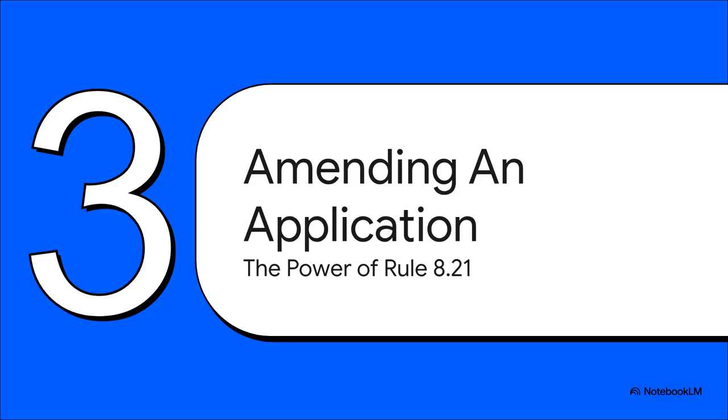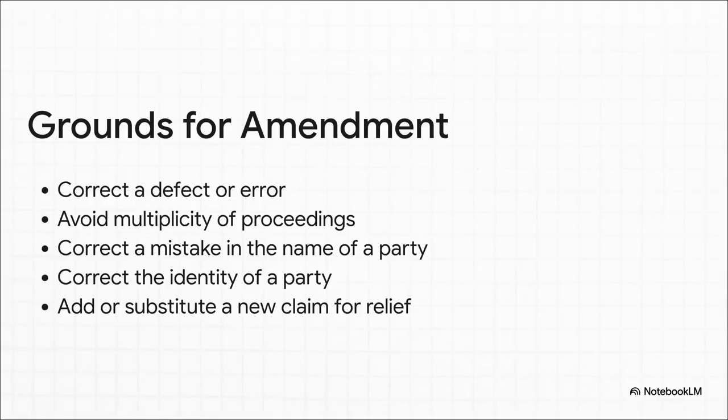Okay, let's switch gears to our final big topic, the power to fix mistakes and evolve your case as you go. This is where Rule 8.21 comes in. Honestly, you should think of this rule as one of the most powerful tools in your entire litigation toolkit. Under Rule 8.21, Subrule 1, the court has really broad power to allow amendments. And the reasons are pretty extensive. We're talking everything from fixing a simple typo to correcting the name of a party, all the way to something as big as adding a whole new claim for relief. This rule is your main way of making sure the real issues get sorted out.